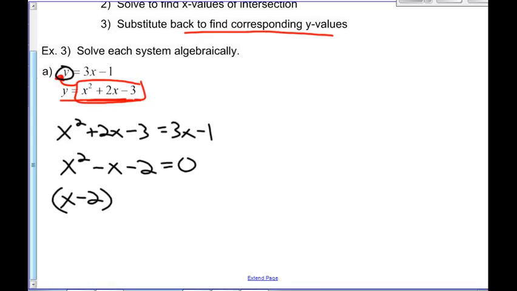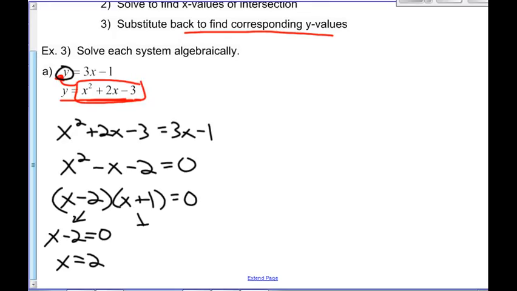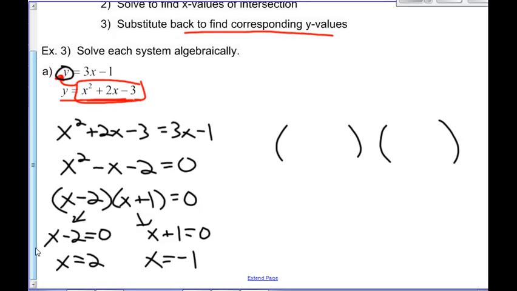That can be solved by factoring, or, and it would take longer, by the quadratic formula. So I get either x minus 2 equals 0, which means x equals 2, or x plus 1 equals 0, which means x equals negative 1. The solutions, therefore, have x values of negative 1 and 2.